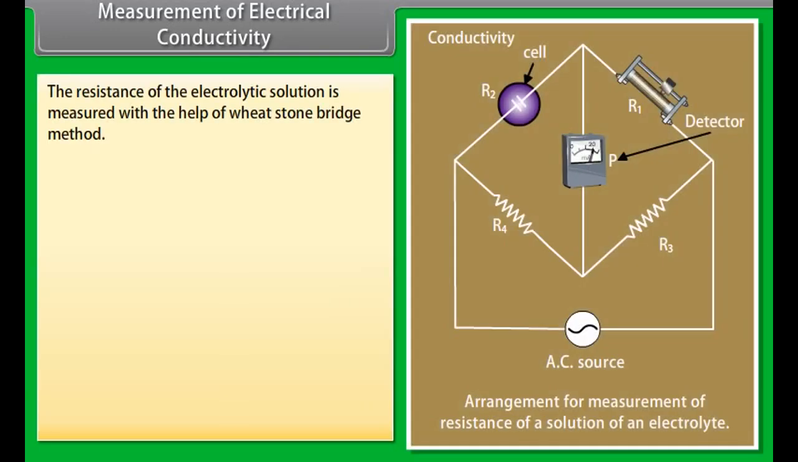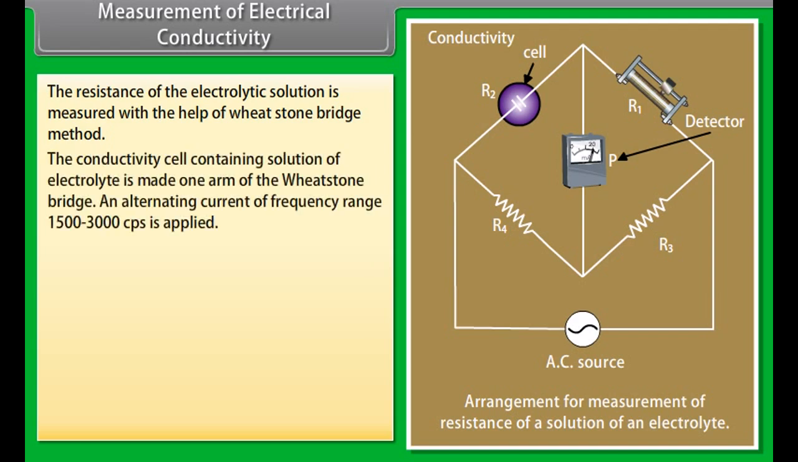Measurement of electrical conductivity. The resistance of the electrolytic solution is measured with the help of the Wheatstone bridge method. The conductivity cell containing solution of electrolyte is made one arm of the Wheatstone bridge. An alternating current of frequency range 1500 to 3000 cycles per second is applied. Direct current is not used here because it causes electrolysis and results in a change in concentration of the electrolytic solution near the electrodes, resulting in polarization effects.